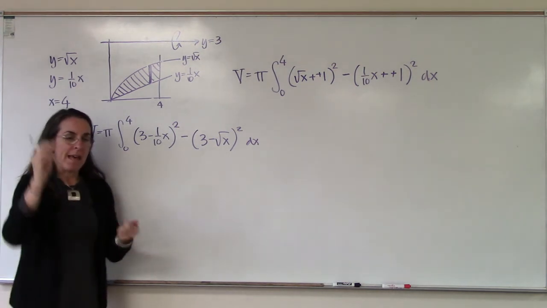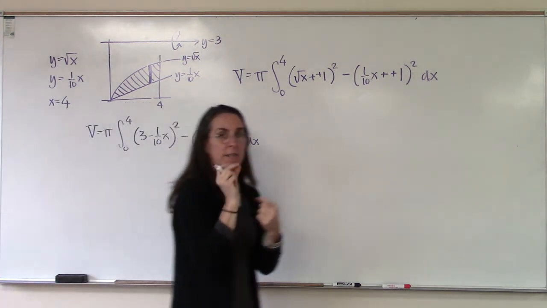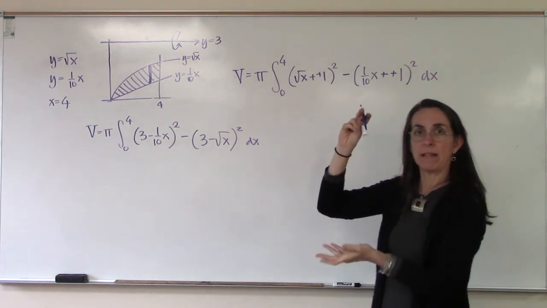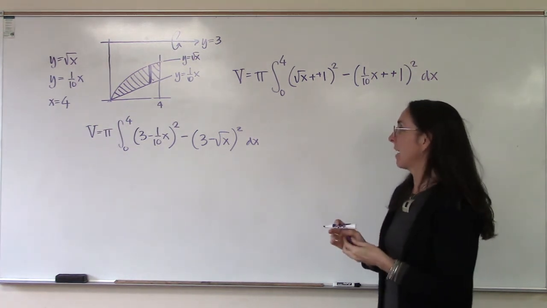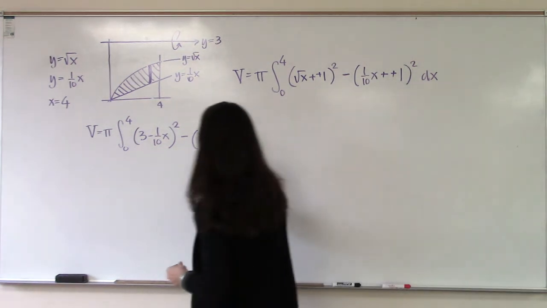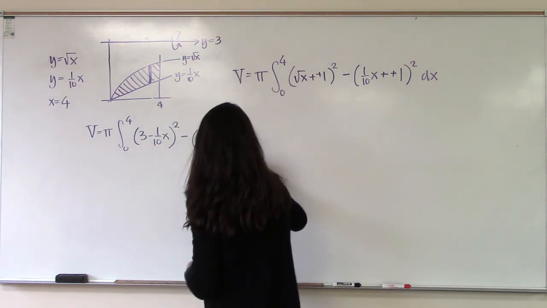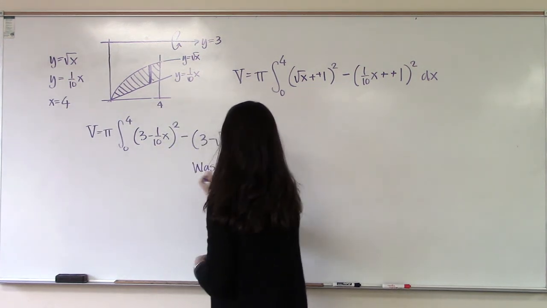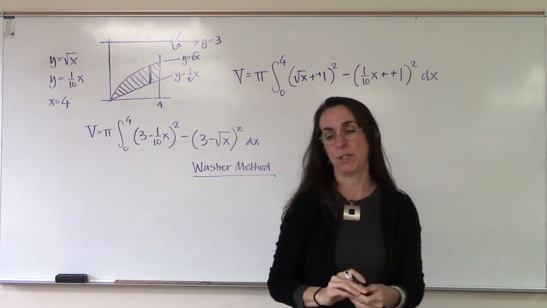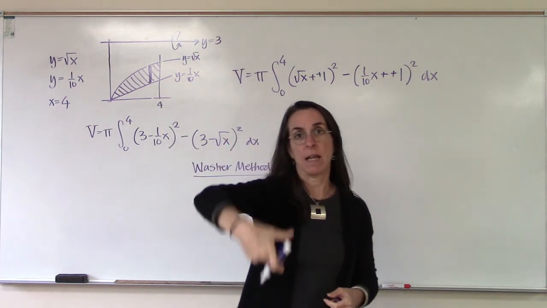Okay, so the outside radius, square that, subtract the square of the inside radius, and it's always the thing on the top, subtract the thing on the bottom. It's a lot to keep track of, but that's how you do these problems. Oh yeah, by the way, this is called the washer method. Why do you think they call it that? Yeah, you're right, because when you flip a rectangle, you get a thing that looks like a washer.